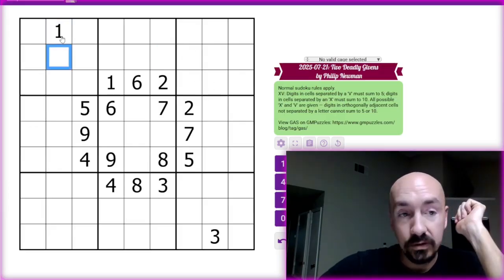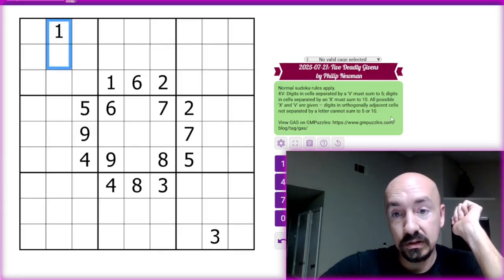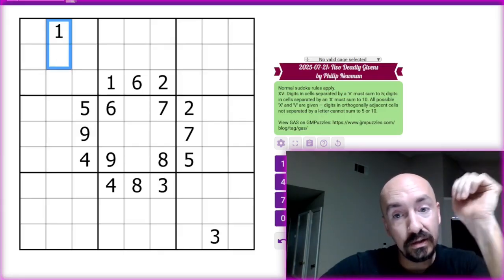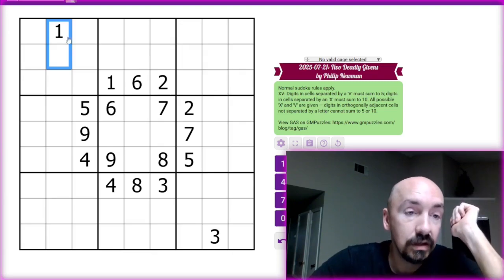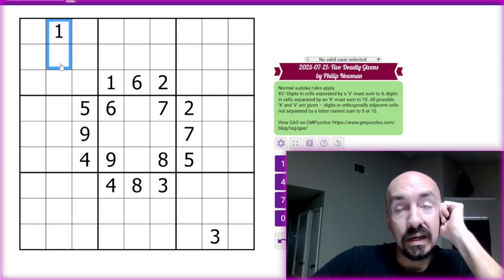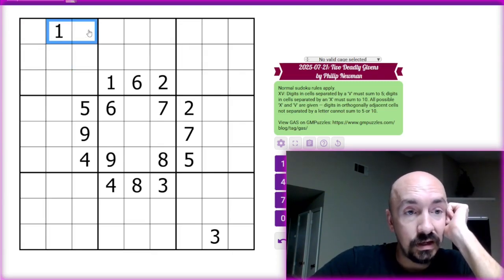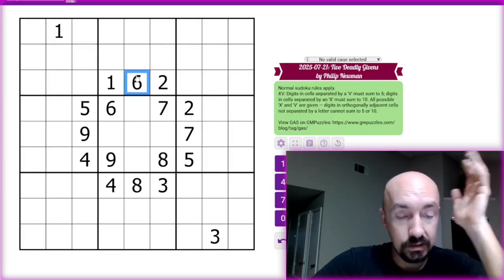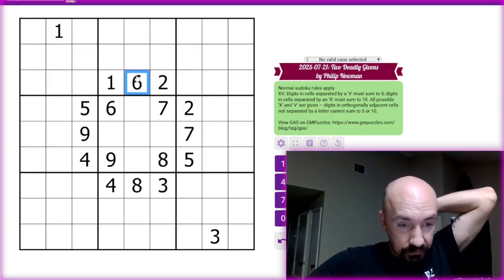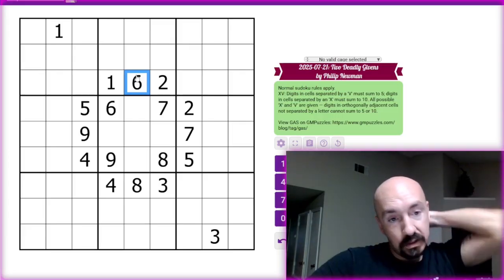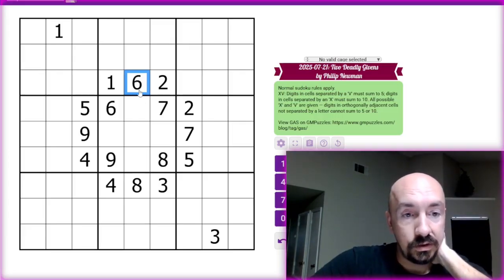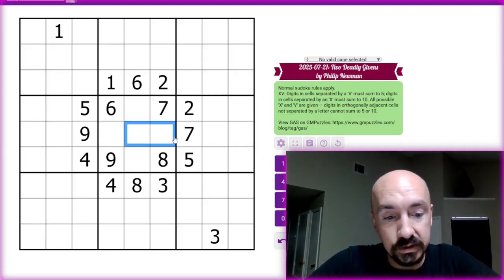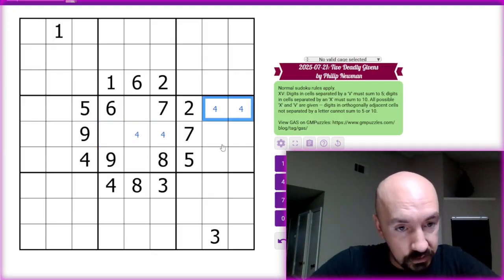So that means all orthogonally adjacent cells not separated by a letter cannot sum to 5 or 10. So these two can never add up to 5 or 10. These two cannot. These two cannot. All right, so that's fun. Let's see what we can do here. So this can never be a 4. This cannot be a 4. So we can pencil mark the 4s here. We can pencil mark 4s there.